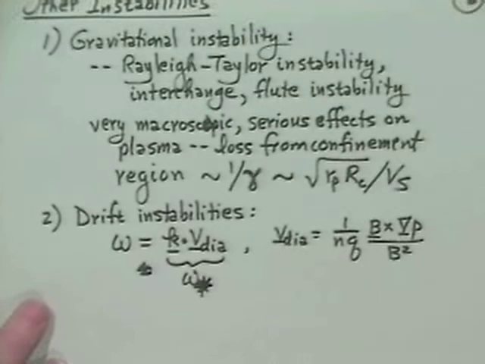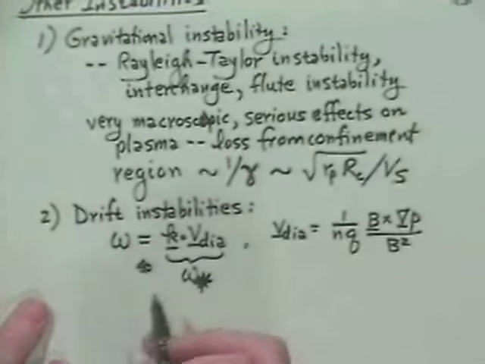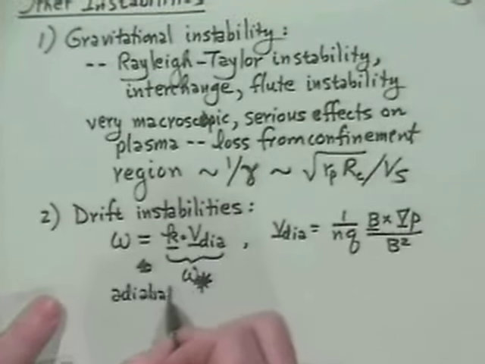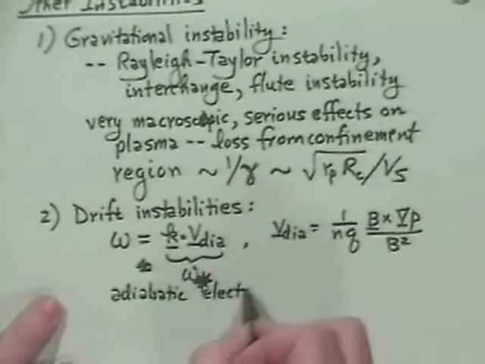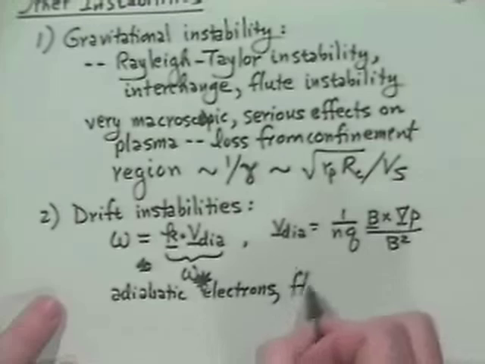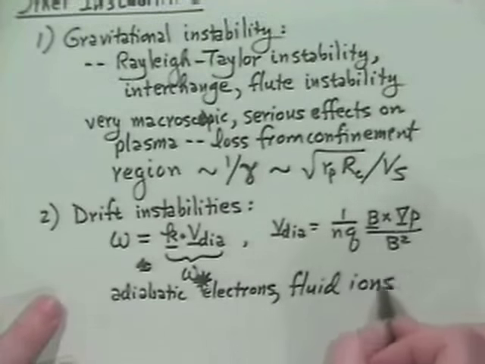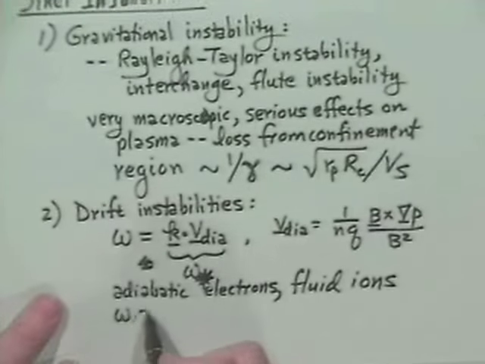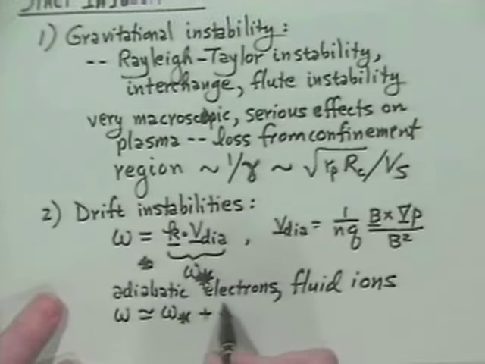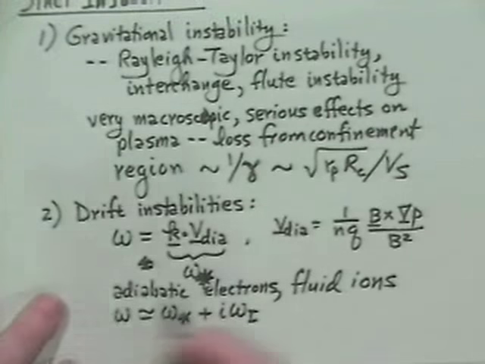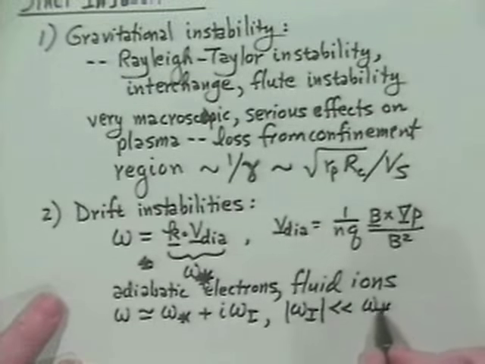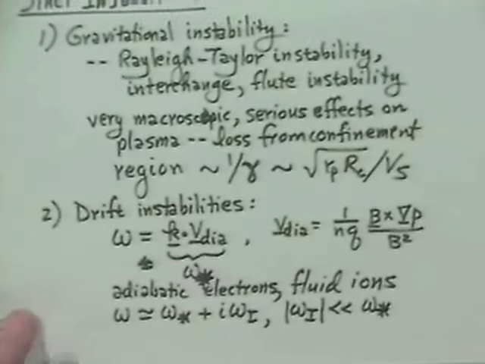Just a common notation. Also, these types of instabilities generally require so-called adiabatic electron responses, but fluid ions. Another feature of them is that the frequency is approximately equal to this diamagnetic drift frequency, plus i omega I. And usually you have very small growth rates, omega I much less than omega star. Growth or damping rates, it turns out.